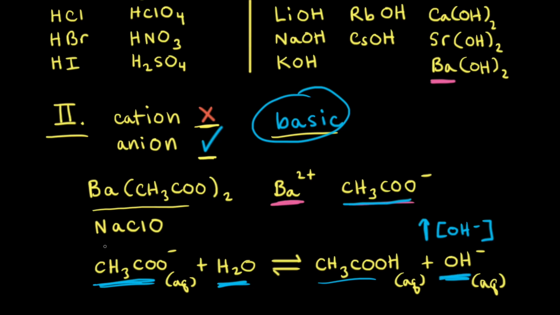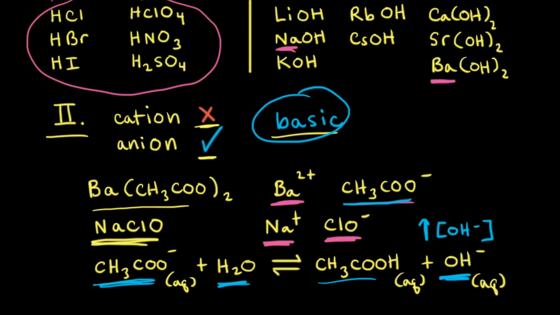As another example, let's think about sodium hypochlorite, which consists of the sodium cation and the hypochlorite anion. Since the sodium cation is from group 1A, the sodium cation will not react with water. The hypochlorite anion is the conjugate base to hypochlorous acid. Since hypochlorous acid is not on our list of common strong acids, it must be a weak acid, and if it's a weak acid, its conjugate base, the hypochlorite anion, is a strong enough base to react with water, therefore increasing the concentration of hydroxide ions in solution.